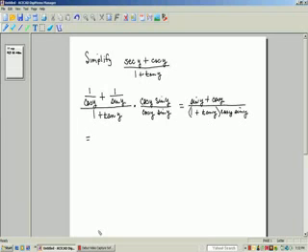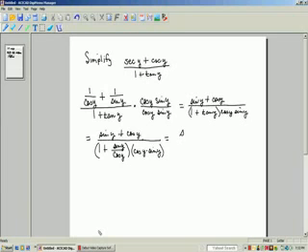Let's work with the denominator. So let's rewrite tangent, and we can rewrite tangent as sine y divided by cosine y. So it looks like we're going to have to go ahead and distribute the multiplication in the denominator.